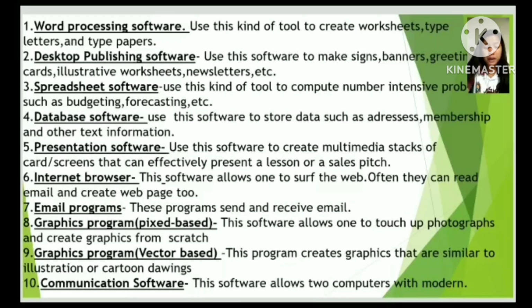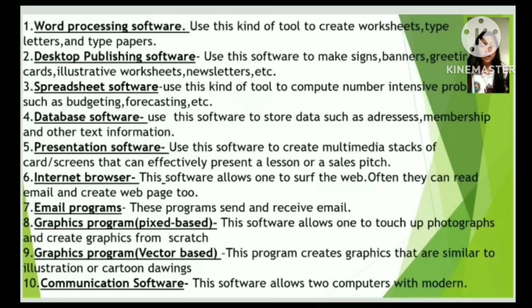Number 9 is the graphics program, vector based. The software creates graphics that are similar to illustrations or cartoon drawings. Examples are Adobe Illustrator, CorelDRAW, and AppleWorks. Pixel graphics are created in drawing programs such as Microsoft Paint and Mac Paint. Vector graphics are created from mathematically defined vectors or curves.